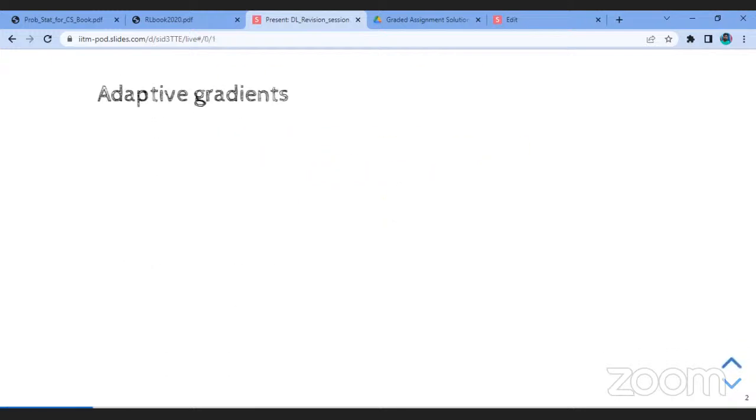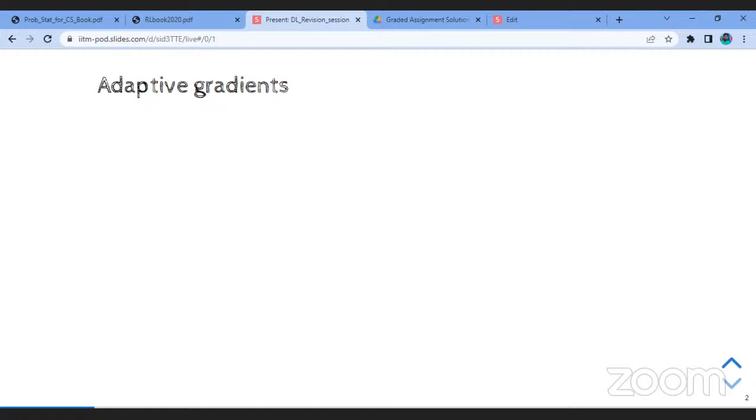So the idea is, in each week we take one problem and we try to solve that problem with different varieties of algorithms. Keeping this in mind for each week helps you a lot. For week 5, the essential problem that we try to solve is adaptive gradients.